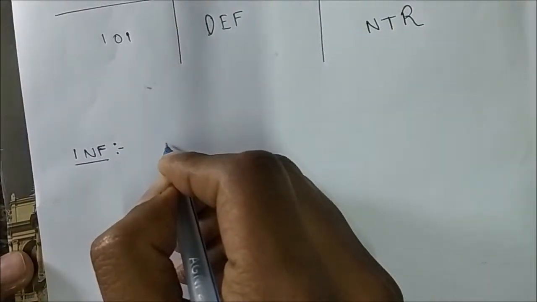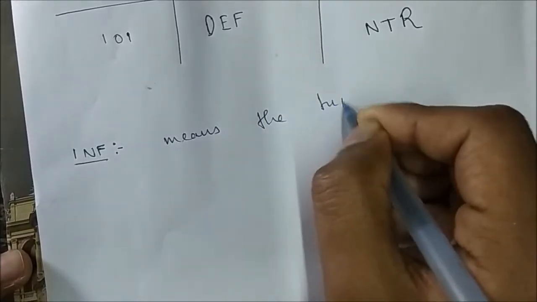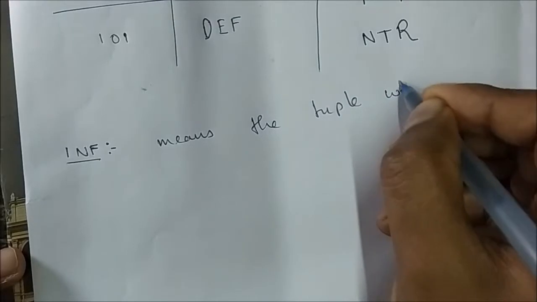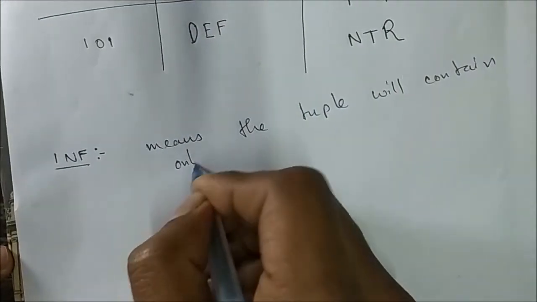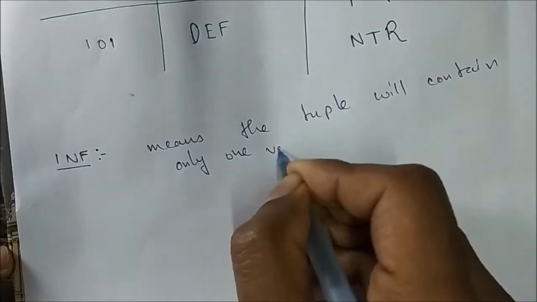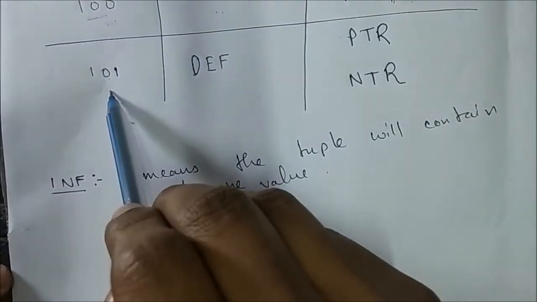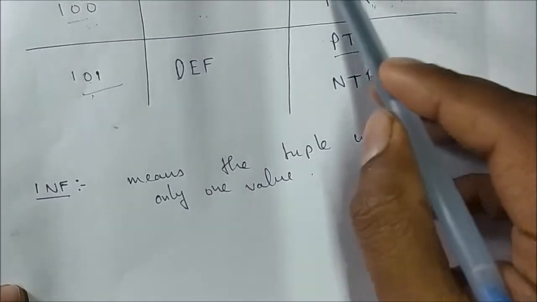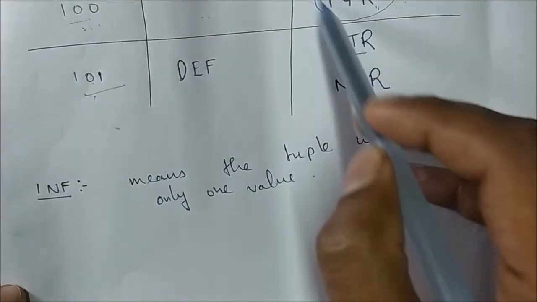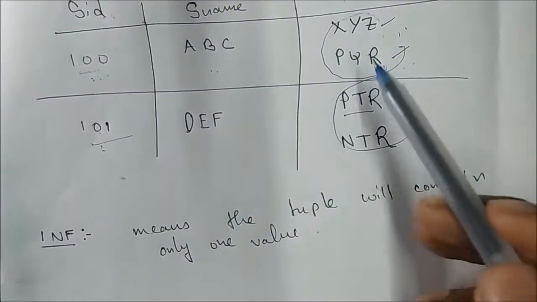So the first point is, note it. In 1NF the tuple will contain only one value, for every tuple. Here also the same thing will happen. For this tuple also it should contain only one value, but here we have two values. For this tuple also we are containing two values. For this tuple also two values. So it is not in first normal form.